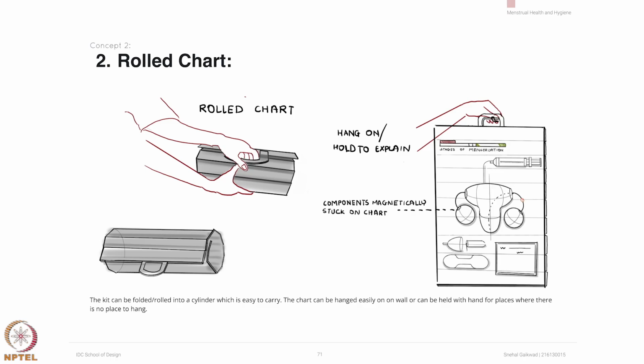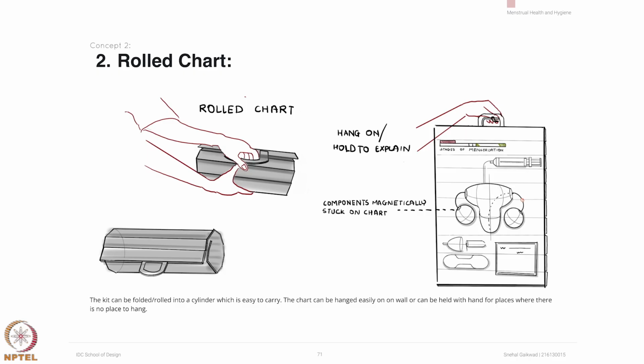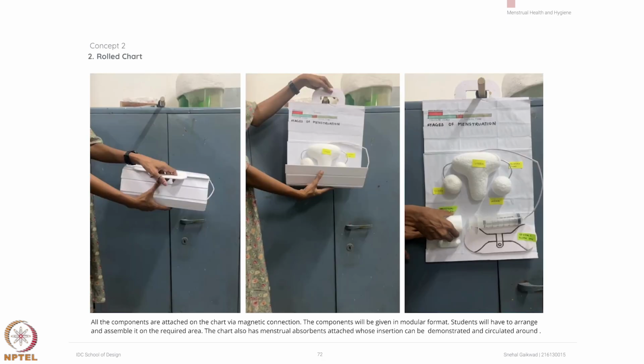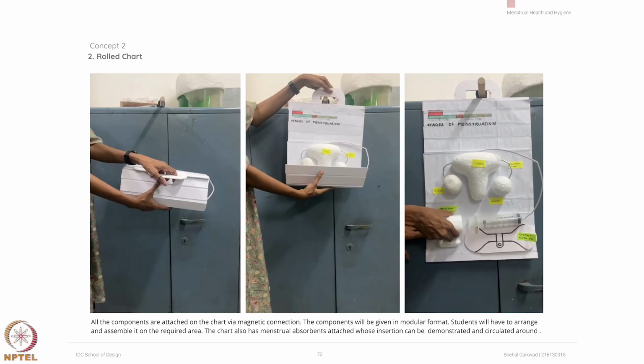The second one was a rolled chart. The previous model is compact and easy to carry, but it is still bulky. So the second is a rolled chart. This chart will be folded, and inside there will be a 3D model of the uterus, and all other absorbents will be placed. So this is a chart. You can use it in places where there is no table, or if you are sitting under a tree, they can just hang that chart and then demonstrate it.